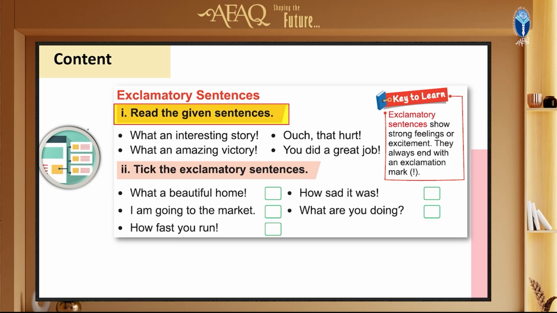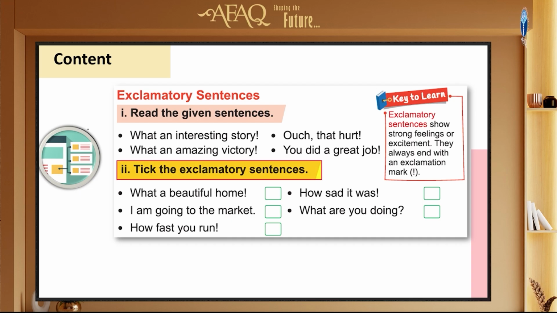Let's read the given sentences. What an interesting story! What an amazing victory! Ouch, that hurt! You did a great job. So all these sentences are showing some feelings and expressions. That is why they are ending on exclamation marks.